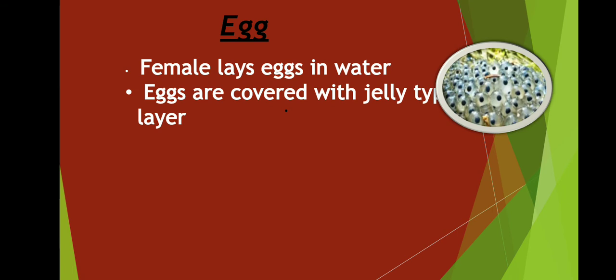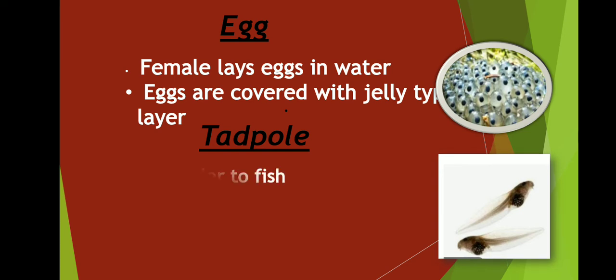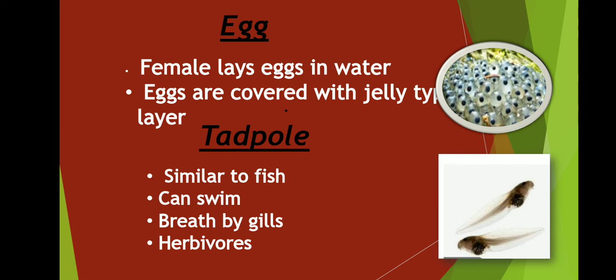Now let's talk about each stage of the frog. The first stage is the egg. Here it is a jelly-like structure. The female frog lays eggs in the water, and I think you have seen frog spawn, just like that one. Now let's move to the tadpole. Tadpoles are similar to fish, can swim, and breathe by gills. And it's a herbivore. Herbivores means they feed on aquatic plants.